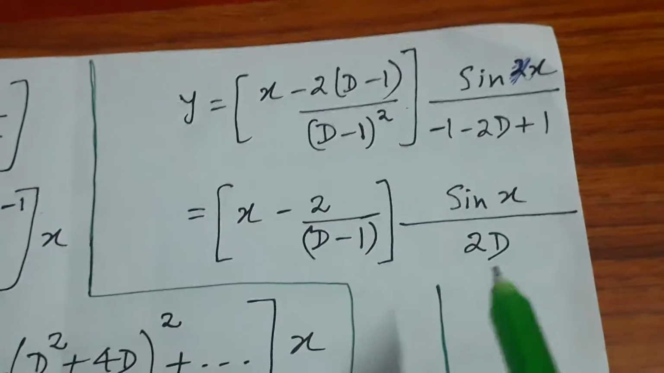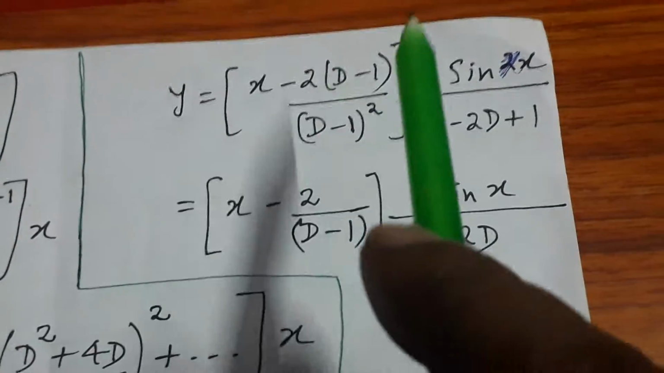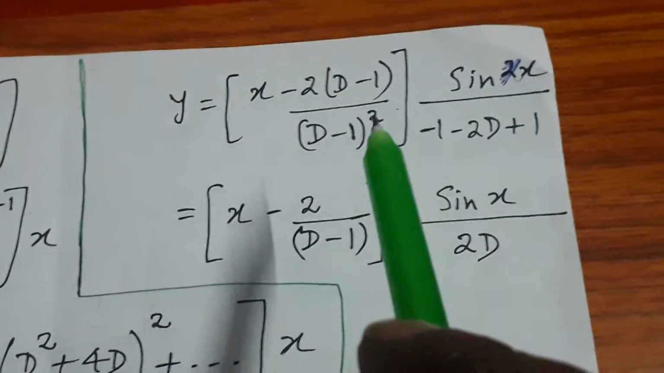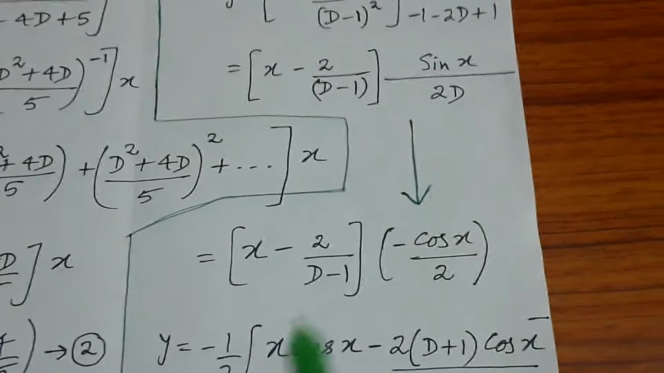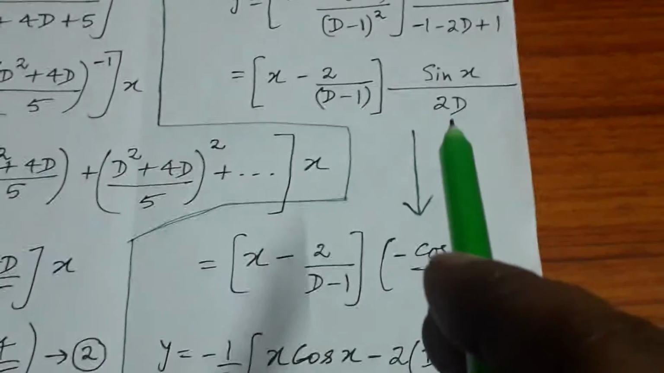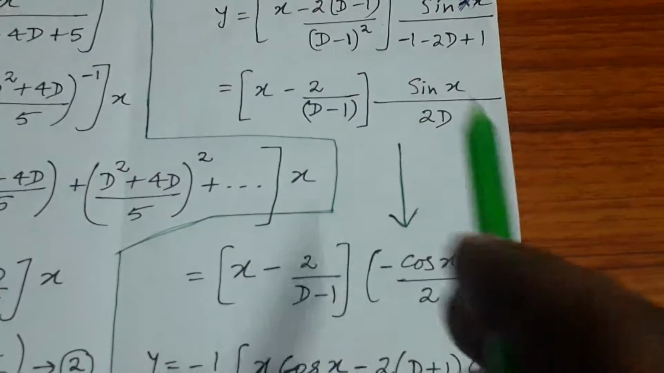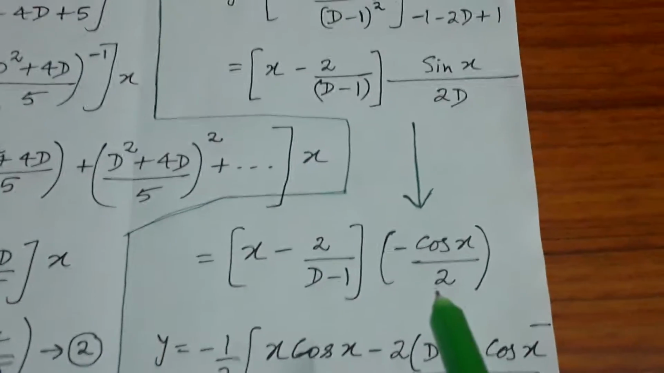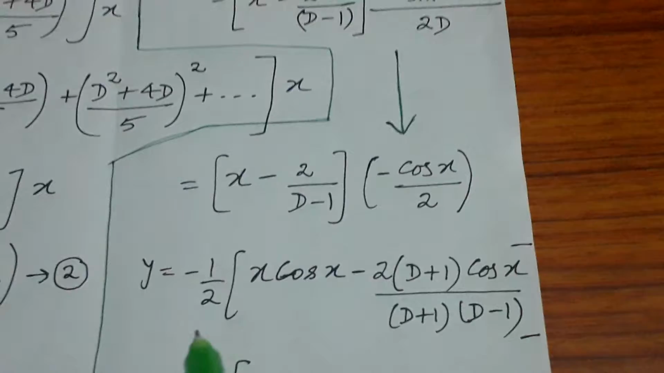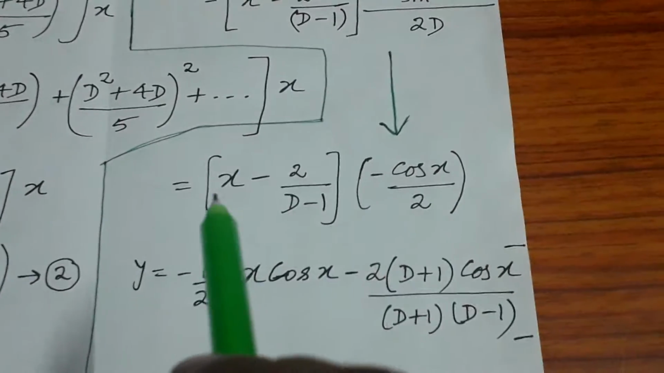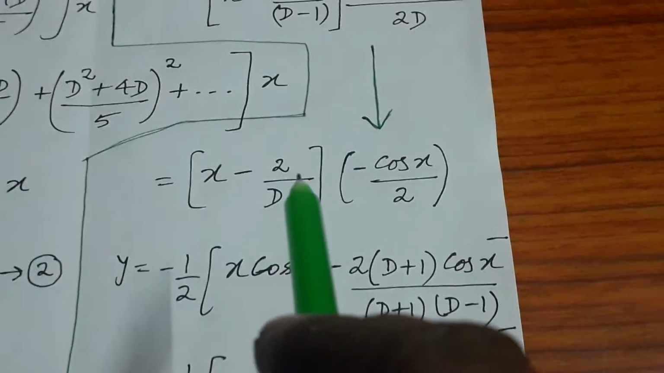So sin x by 2D, and the 2D minus 2... this will get cancelled, you have 2 by D minus 1. Again, what is 1 by D? Integration. So integration of sin x is minus cos x. This will be minus 1 by 2. Take it outside and take this cos x inside: x cos x minus 2.